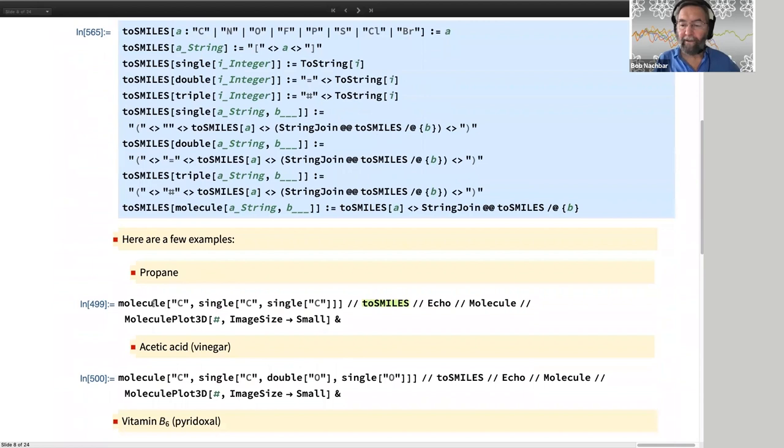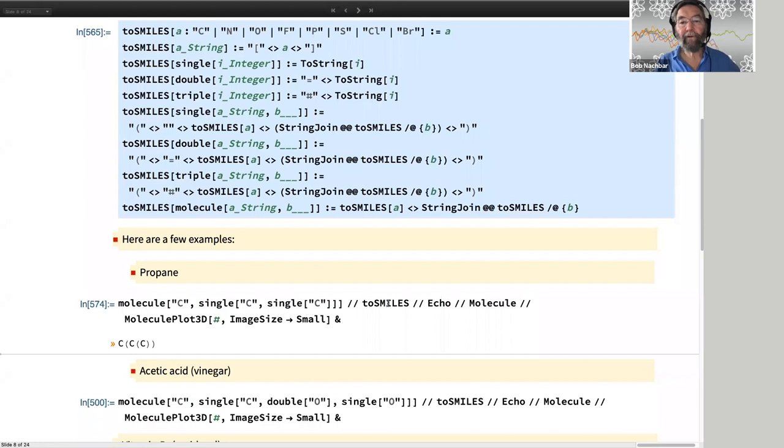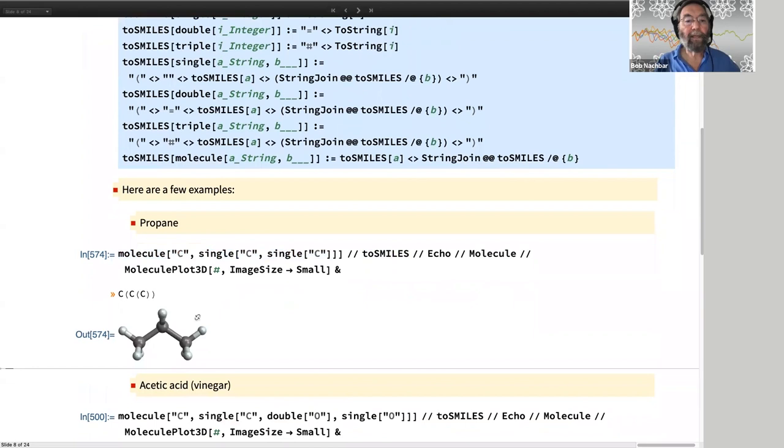So here are some examples. We can write the molecule propane as an atom-rooted molecule this way. We've got a carbon with a single bond to another carbon, and this carbon has a single bond to a third one. And we will convert that to SMILES, we'll echo the SMILES, and then we'll convert the SMILES to a molecule, and we've got a legitimate molecule here of propane. I don't know why the 3D does not rotate. I'll stop trying to do that.